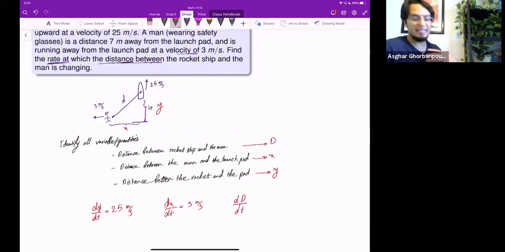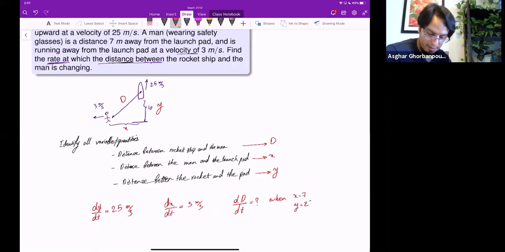So how the distance between these two, so I should use the capital D here, changes when the person has a distance of 7 meters from the launch pad, and the rocket ship is about 10 meters above the launch pad. So that is my question in terms of these variables.